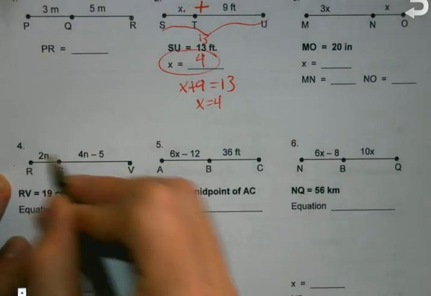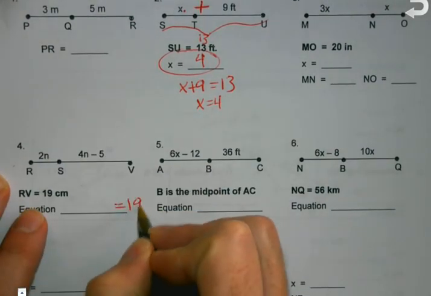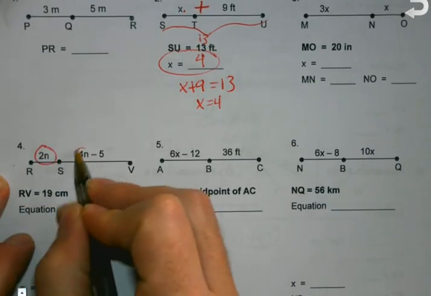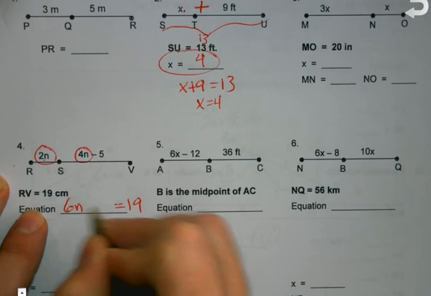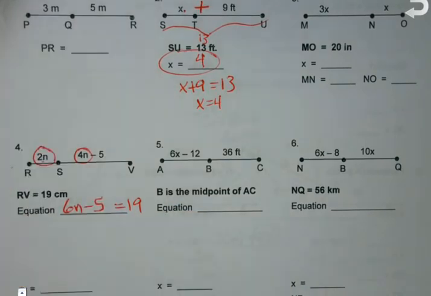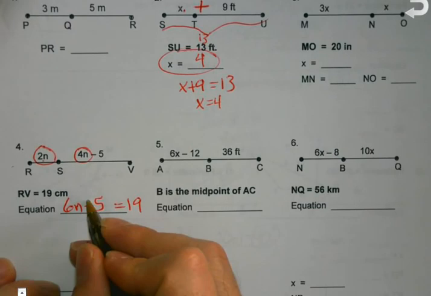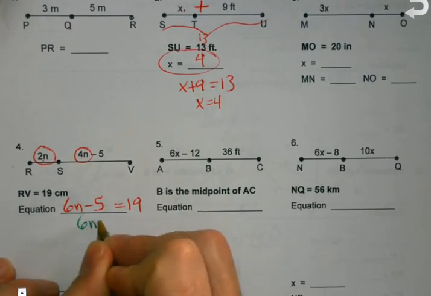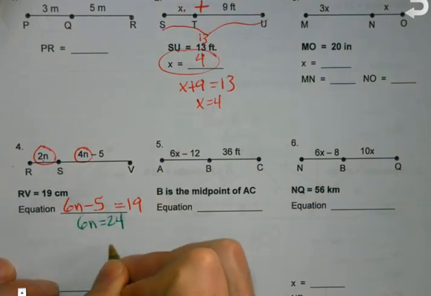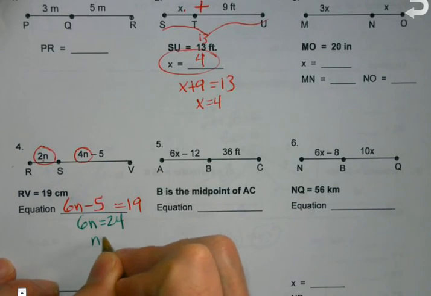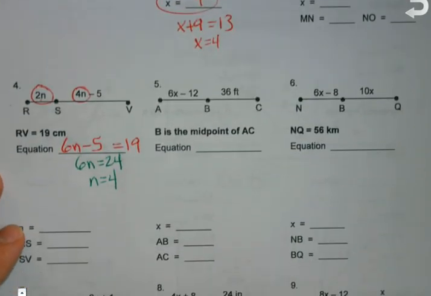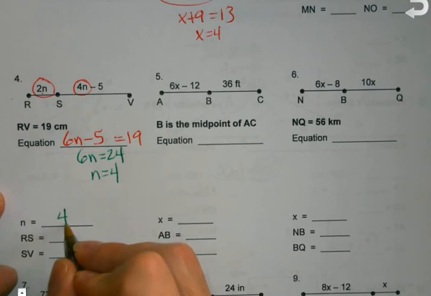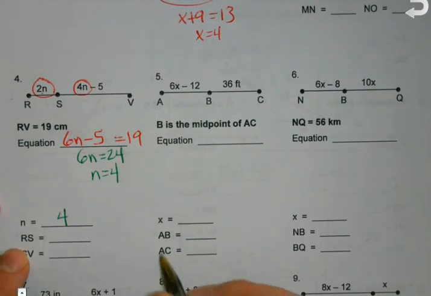So here, I know it equals 19. I have like terms I can put together. I have 2n and 4n, and 6n minus 5. And then I just solve the equation from there. I add the 5 over. And I divide by 6. So that gets the n. But then to find the two parts, I have to plug it in.